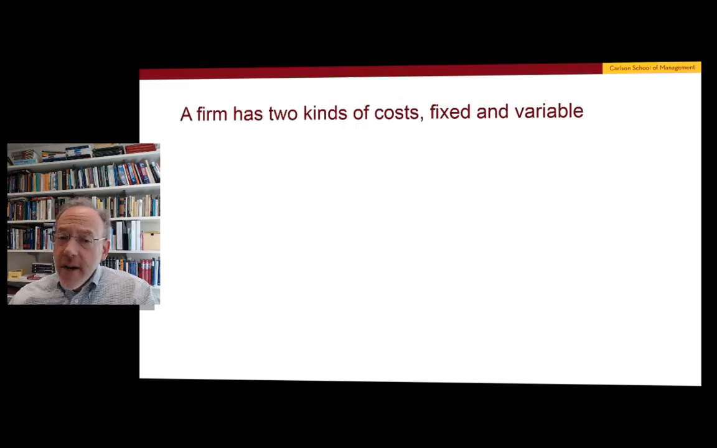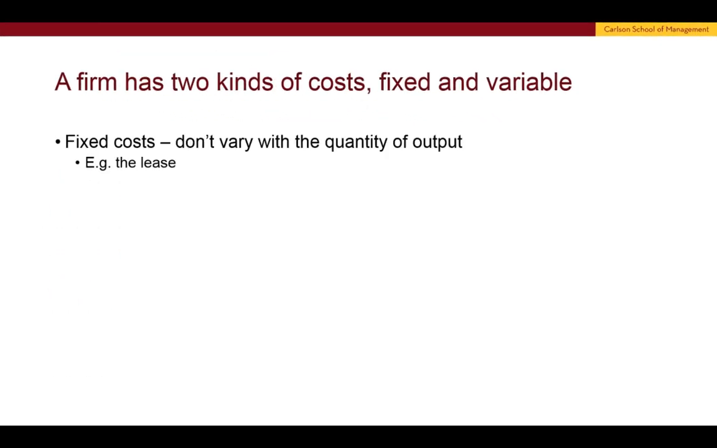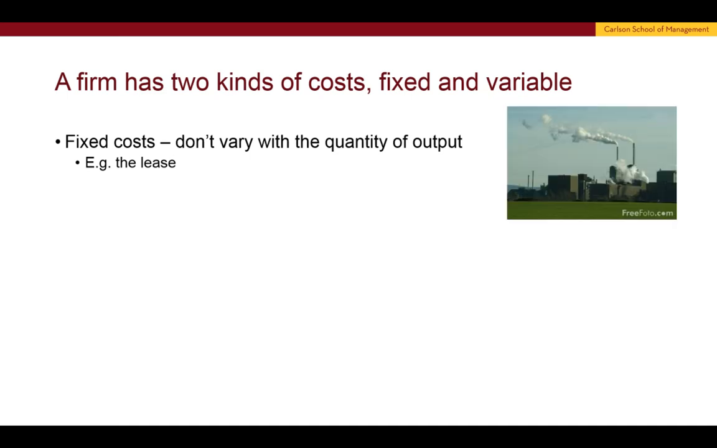A firm has two kinds of costs. They're called fixed costs and variable costs. Fixed costs are those that don't vary with the quantity of output. So those are things like the lease on a factory. I mean, suppose you have a factory and you've got to pay a monthly lease for it. You pay that regardless of how many units of output you produce. So that would be a fixed cost.